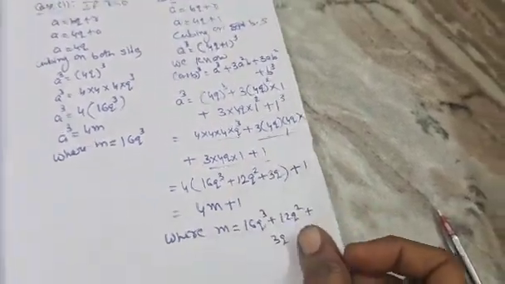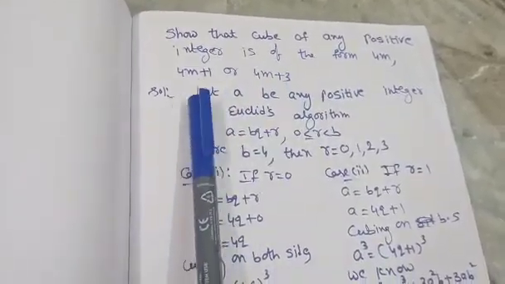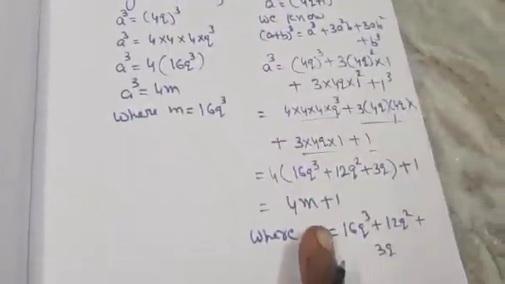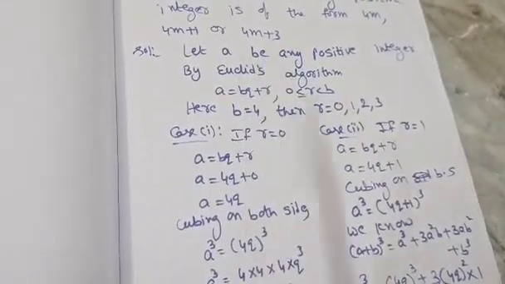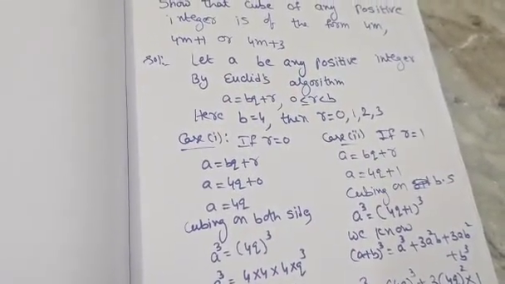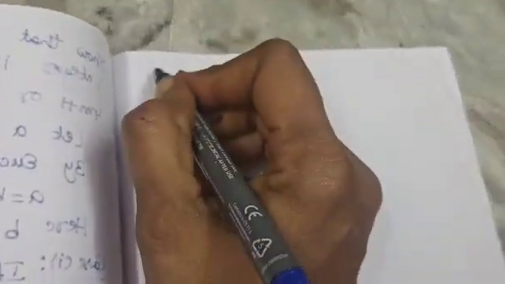Now let's go to third case. Still what we needed? 4m completed, 4m plus 1 completed. Here we got 4m plus 1, here we got 4m. Now we have to get 4m plus 3. If you get it, then only we can leave the process. Otherwise, you have to solve all the cases. Let's go to next case.